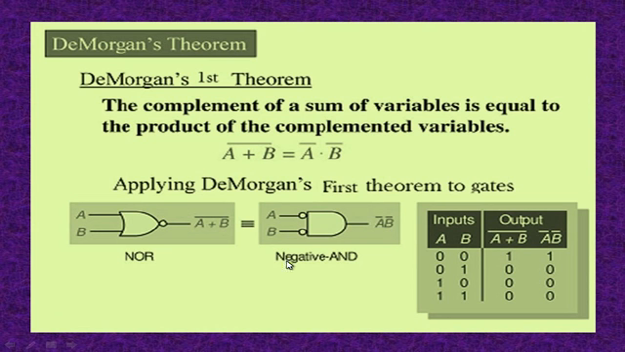From this equation we can say that a NOR gate is equal to the bubbled AND gate. Is that clear? NOR gate is equivalent to bubbled AND gate. This is De Morgan's first theorem, and this is a truth table for De Morgan's first theorem. By using the truth table, we can prove LHS is equal to RHS.